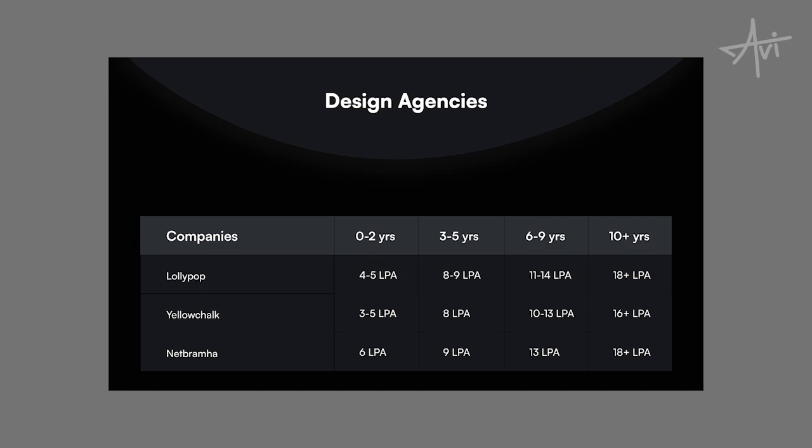Here, I've taken the companies Lollipop, Yellow Chalk and Net Brahma. I must say these three are some of the top design agencies out there. There is not that much difference, but I particularly want to say Lollipop has one of the great office environments, and it pays handsomely if you are a highly skilled person.